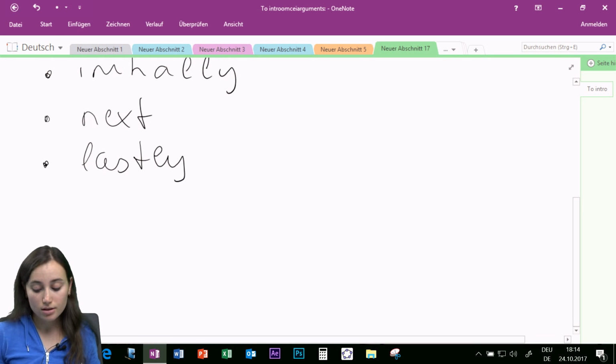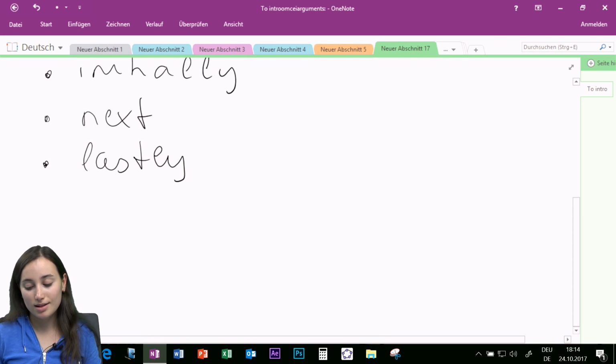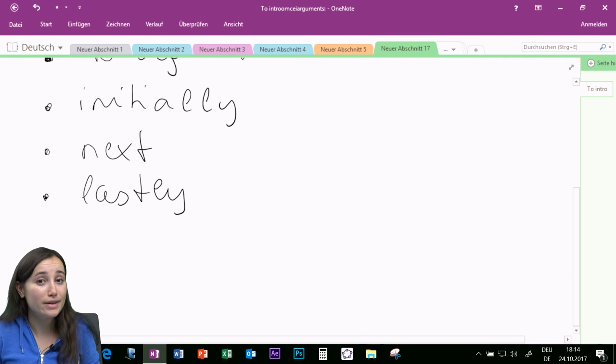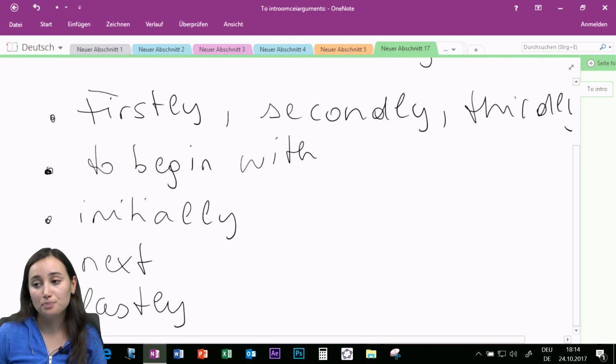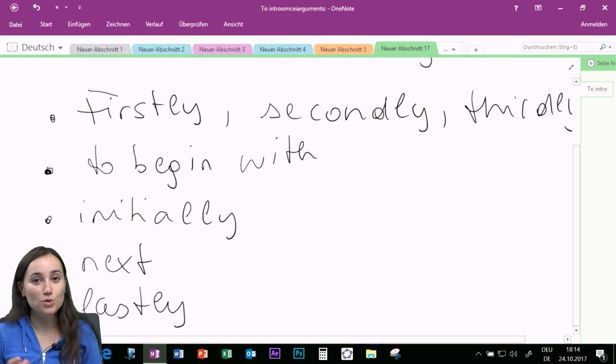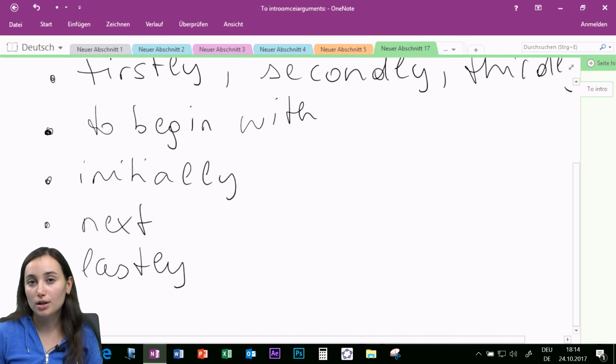Of course, you can also use these signposts in a written exam. So when you're writing an essay, I think you need to be even more aware how to use these words and to vary them more often. I think when you're talking in an exam, people don't realize that much when you repeat yourself that often.